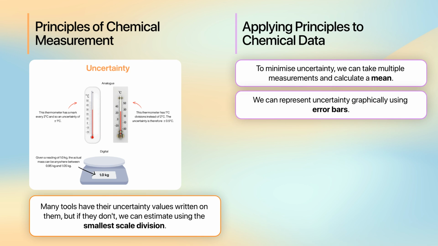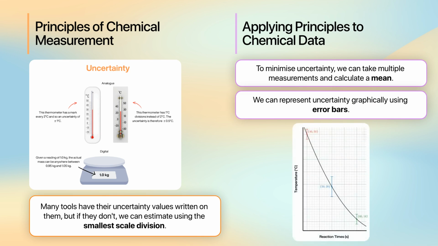Overall, these principles are crucial for interpreting and analyzing chemical data. They help us ensure that our measurements are precise and reliable, which is fundamental for achieving accurate scientific outcomes. By mastering these concepts, we can enhance the quality of our experimental work and make more informed conclusions in our studies of chemistry.